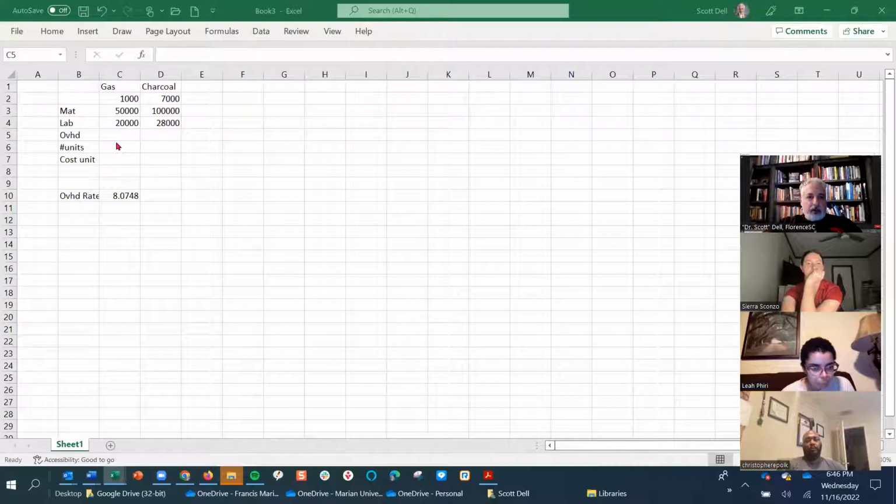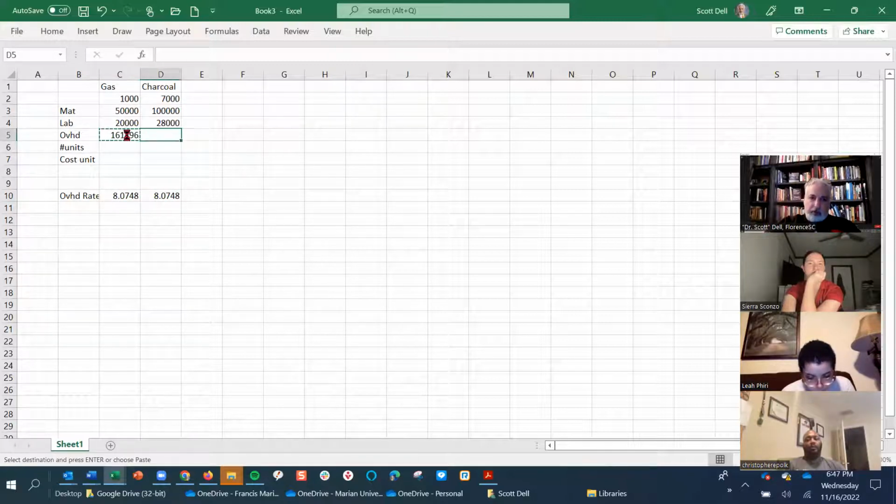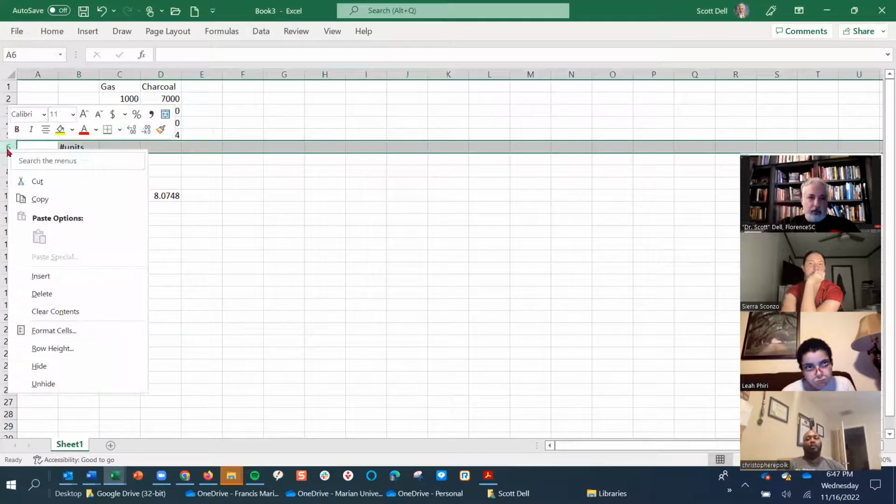I'm going to use my overhead calculation equals my labor times my factor. And then we have our total number of units. It was 1,000 and 7,000. I'll put it in the row here. I want the total costs.